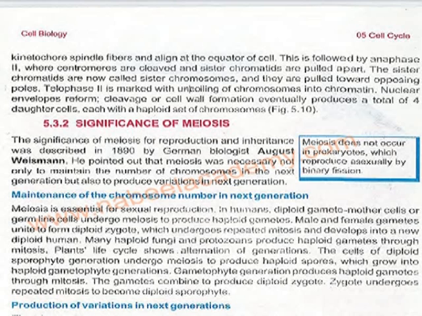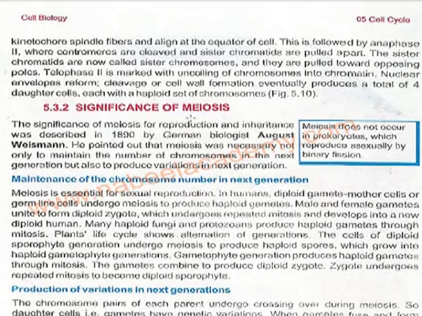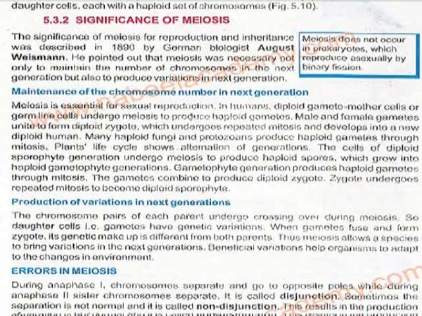Okay, now comes the significance of meiosis. It has been omitted, but you must know how it maintains the number of chromosomes in the next generation. This is omitted, but I'm going to teach you this because it is important information, so we must go through it.